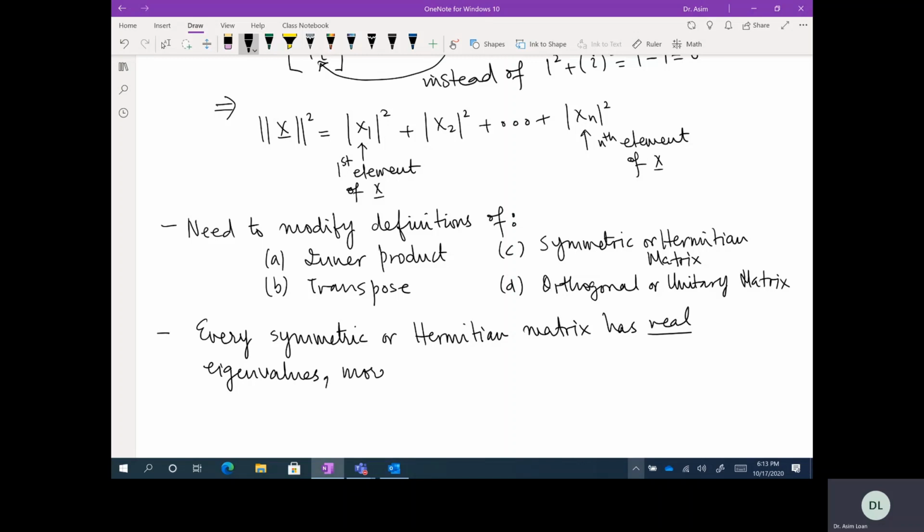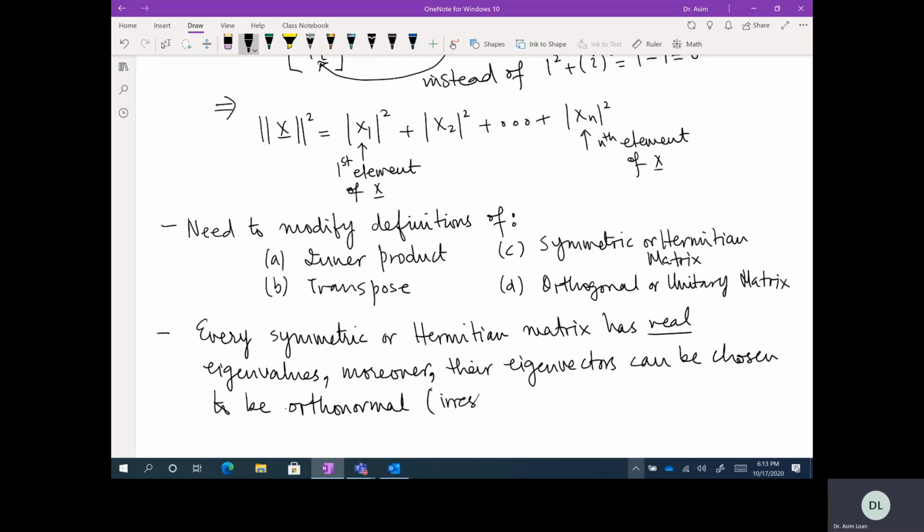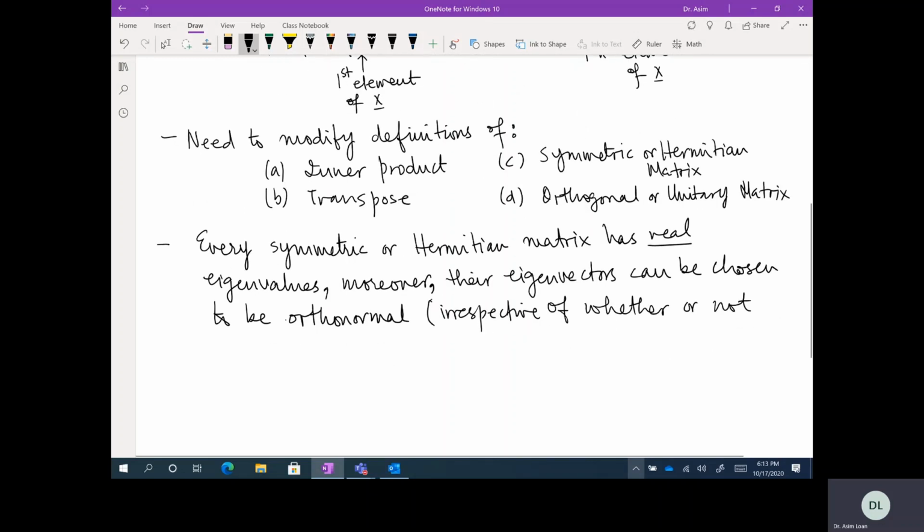And moreover, their eigenvectors, and this is the most important property of symmetric matrices: their eigenvectors can be chosen to be orthonormal, irrespective of whether or not the eigenvalues are distinct.